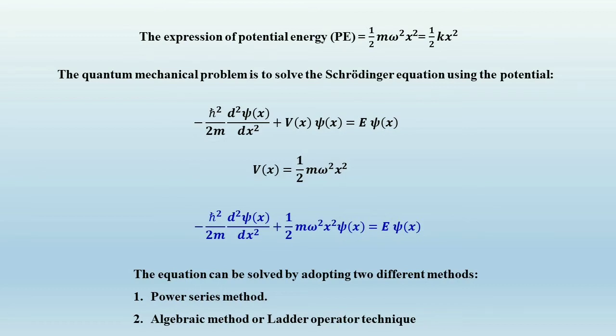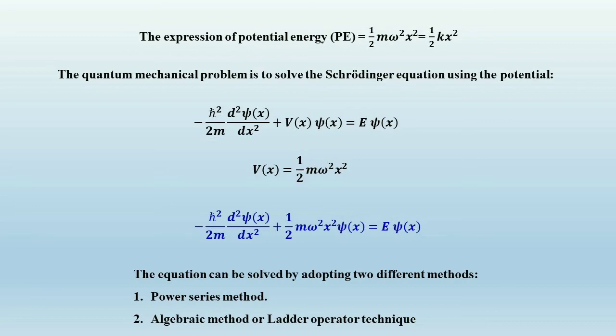So if we put Vx in the expression for the time independent Schrodinger equation, we have the equation written in the blue color. It is minus h cut square by twice m d2 psi dx2 plus half m omega square x square psi x, equal to E psi x. So this is the time independent Schrodinger equation for a quantum harmonic oscillator, which we have to solve. The solution will give us the wave functions, the ground state, the first excited state, and so on, and the corresponding energy eigenvalues.